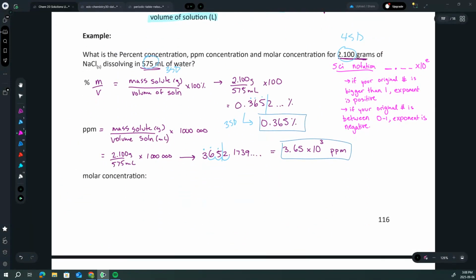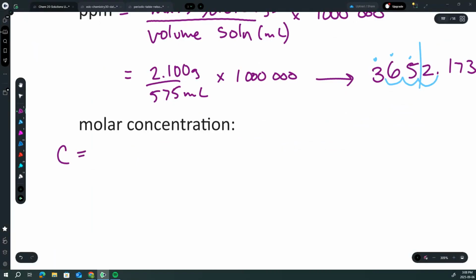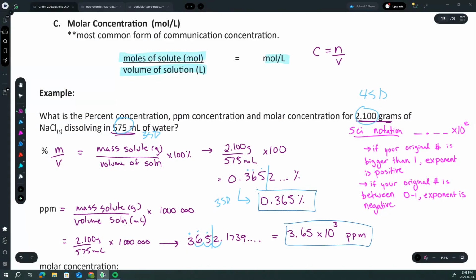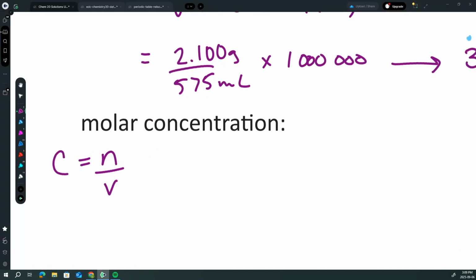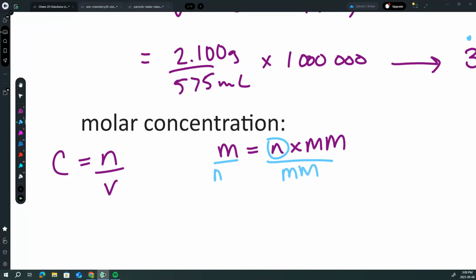All right, last but not least, molar concentration. That's where concentration is equal to moles divided by volume. Since we're given a mass of our solute, we need to first convert our mass into moles. We do that using mass equals moles times molar mass. But I'm going to rearrange this to isolate moles. Molar mass is multiplying moles, so I'm going to do the opposite, which is dividing.